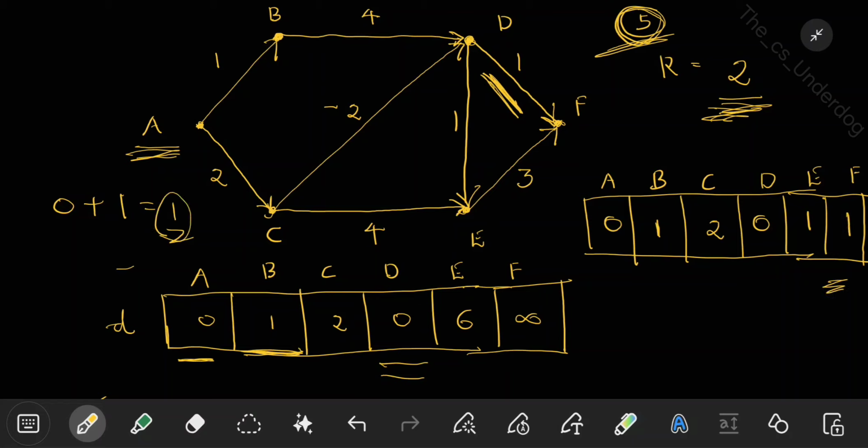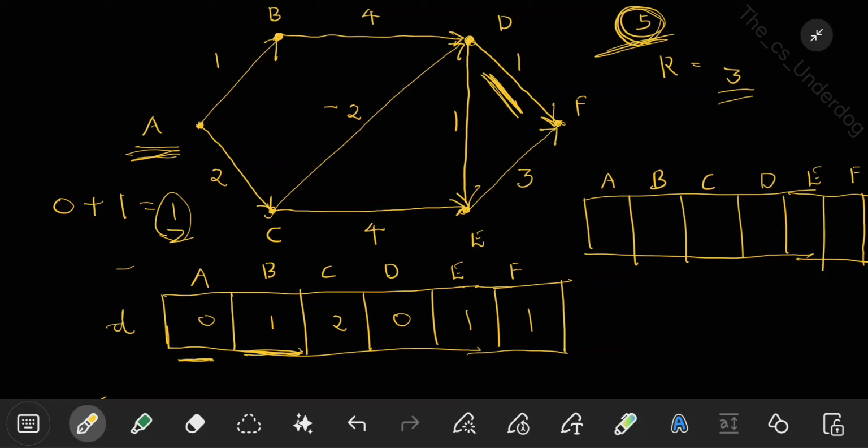So 1 is the new value after the third round of relaxation. As of now we did the third round of relaxation, and what are the values? 0, 1, 2, 0, 1, 1. So I'm going to update it here: 0, 1, 2, 0, 1, 1. Three rounds of relaxation are done. I'm going to move on to the fourth round of relaxation. Let us see what happens.